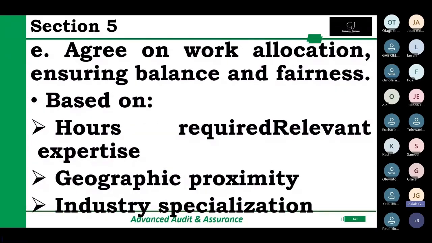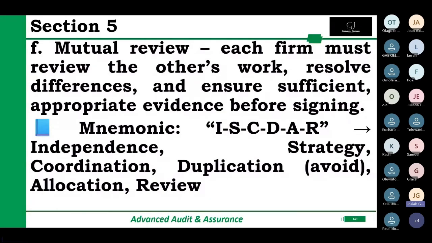They also need to agree on the work allocation and ensure balance and fairness, not one firm doing more than the other. They need to ensure the balance based on hours required, relevant expertise and staffing, geographical proximity to some of the branches and locations of the company they are auditing, and industry specialization. They also need to agree on mutual review, because each firm must review the other firm's work. In reviewing it, they need to resolve their differences and ensure sufficient appropriate evidence is obtained by both of them before signing the audit report.